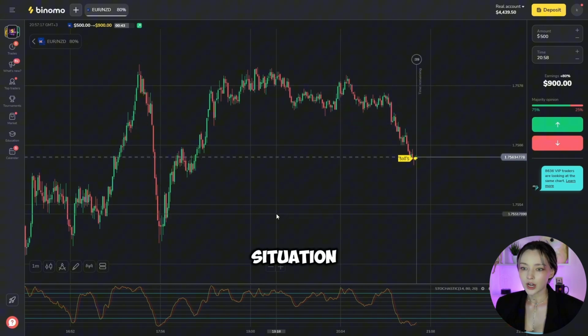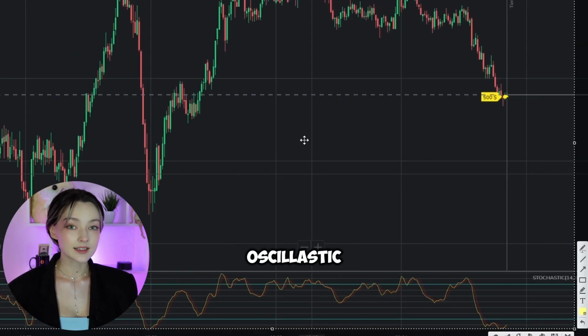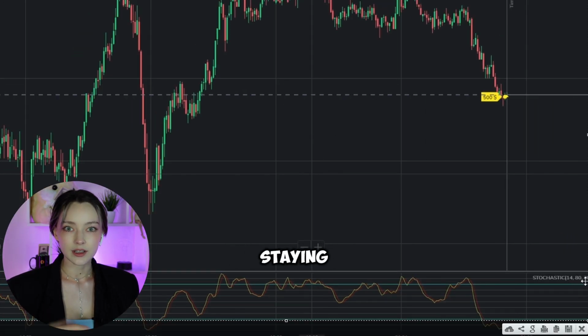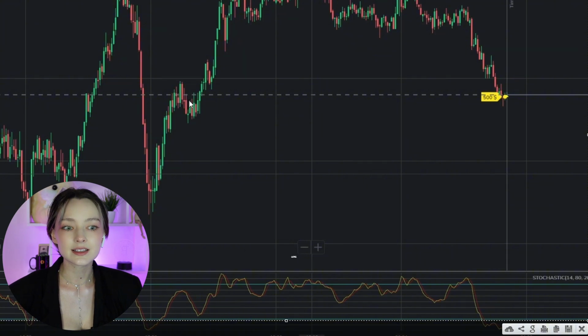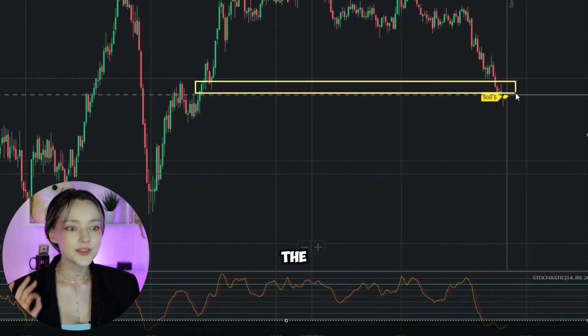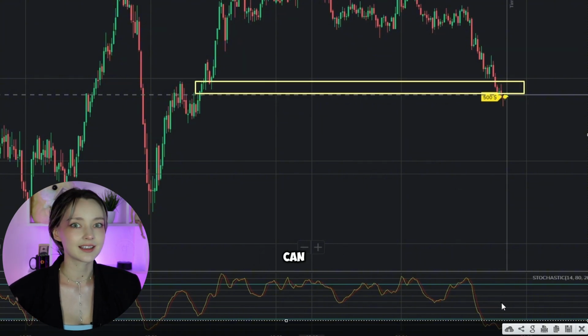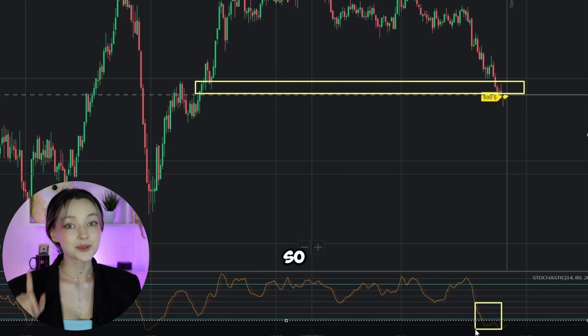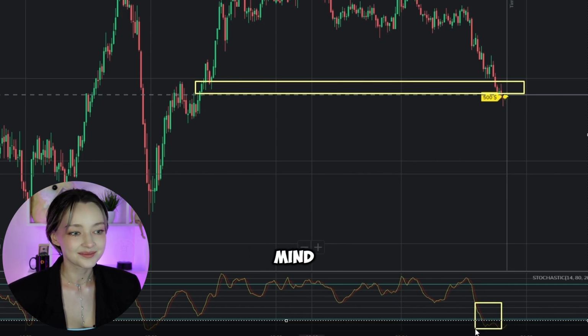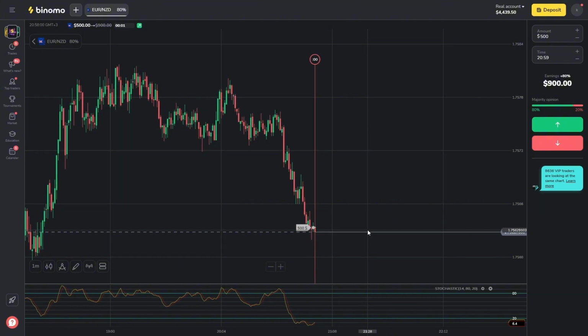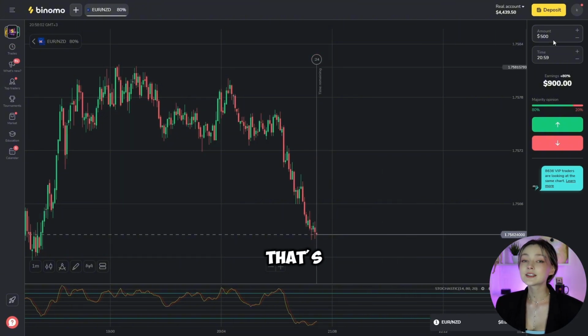Whenever you face a situation when you've got a signal on stochastic and the price is also staying at some support or resistance level, that's like literally the perfect entry point that can easily work out. So remember that, guys. Keep that in mind. Our trade failed, but that's totally alright.